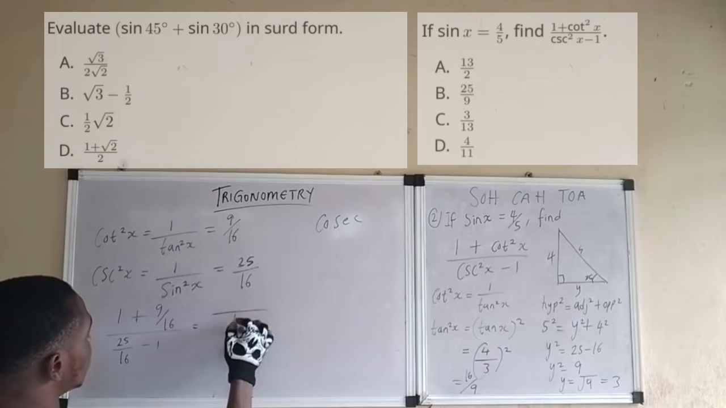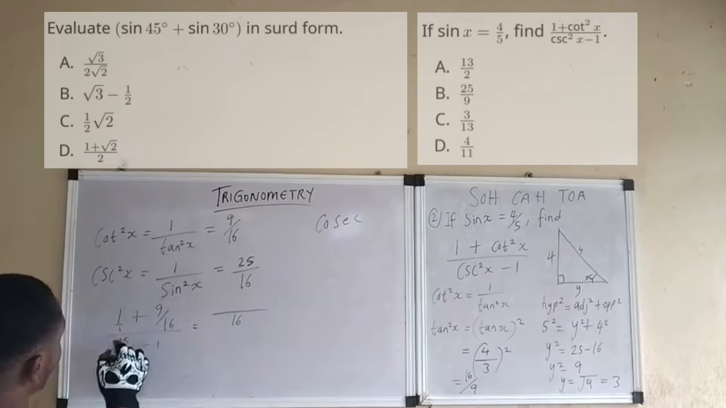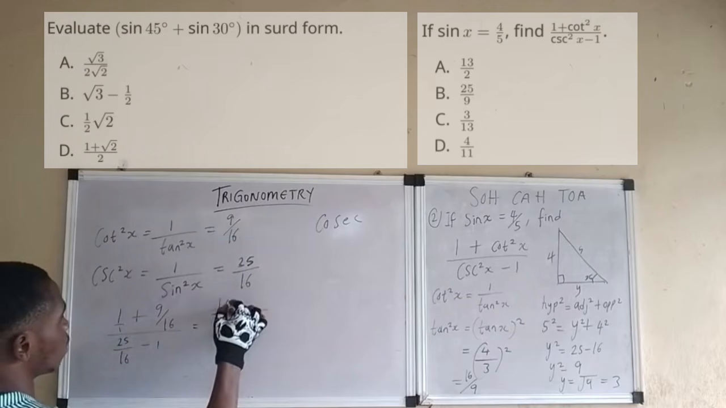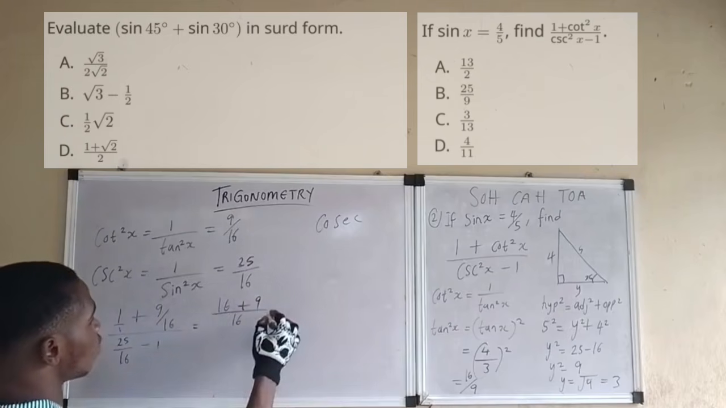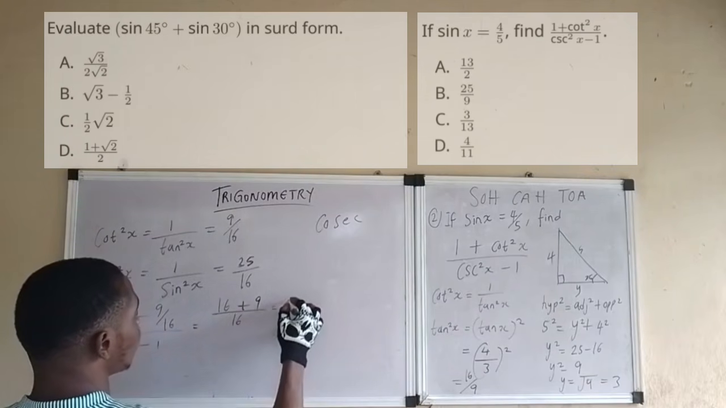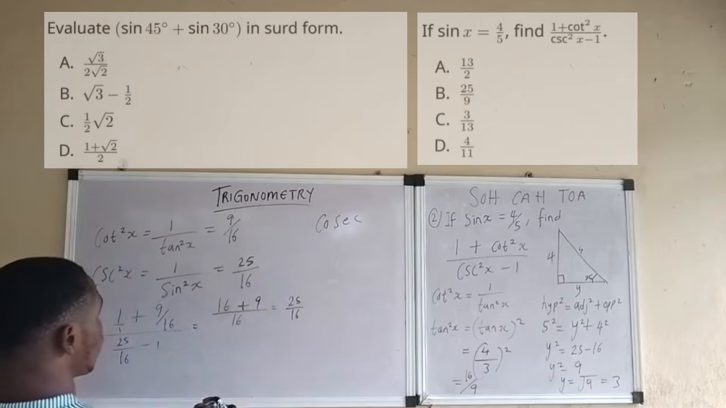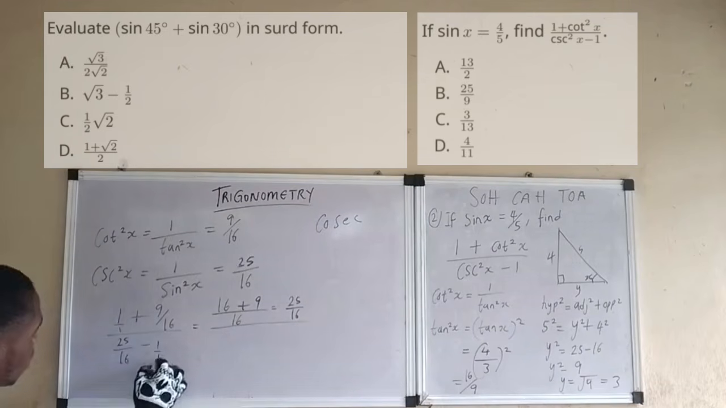The LCM is 16. Okay. Now, this 1 over 1, this is still same as 1 over 1. So, 16 divided by 1 is 16 times the numerator, that's 16. Then, this is 9. 16 divided by 16 is 1 times 9, 9. So, at the numerator, we are having what? 25 over 16. Do you understand? So, let's just do it like this. Then at the denominator, this is same as 1 over 1.